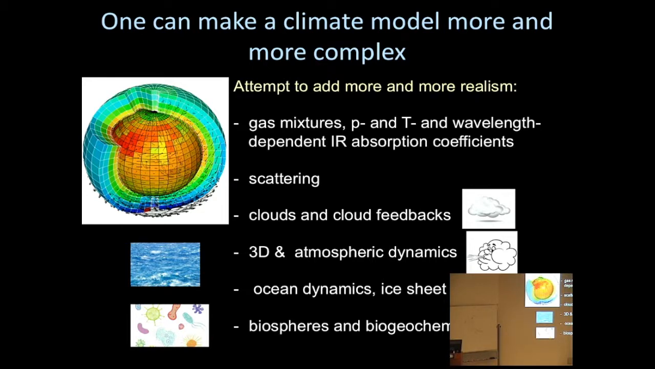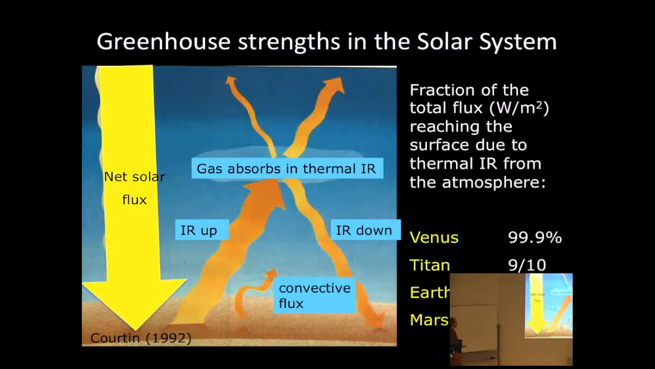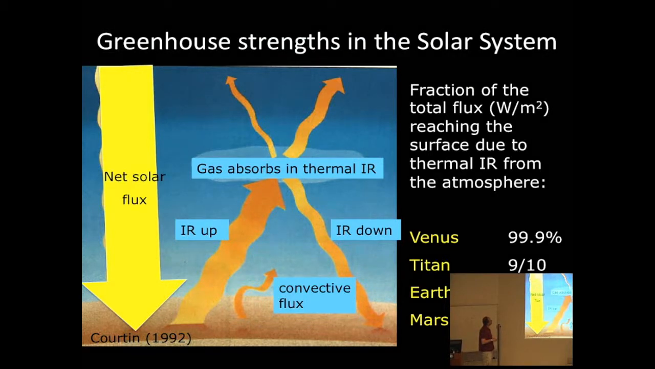So let's have a look at relative greenhouse effects on other bodies. One way to think about that is the fraction of the total flux reaching the surface due to thermal infrared from the atmosphere. In other words, you've got the atmosphere here absorbing in the thermal infrared, and that's infrared coming down, which is warming the surface in addition to the solar flux that's coming in.